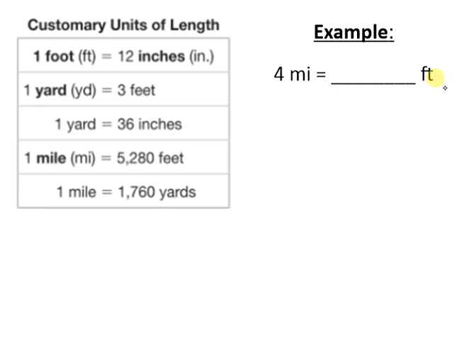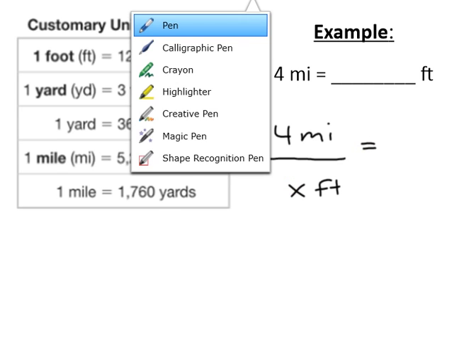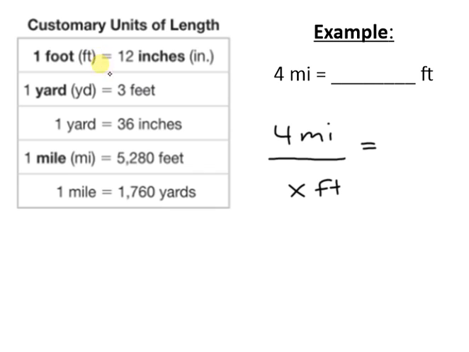4 miles equals blank feet. Here we're going to do 4 miles over x feet equals. Now we go back to our conversion chart. Which row on our conversion chart has miles and feet? That's going to be this row right here. 1 mile equals 5,280 feet. So I have 1 mile on the top because I had 4 miles on the top here, and then I have 5,280 feet on the bottom because I had feet on the bottom here.